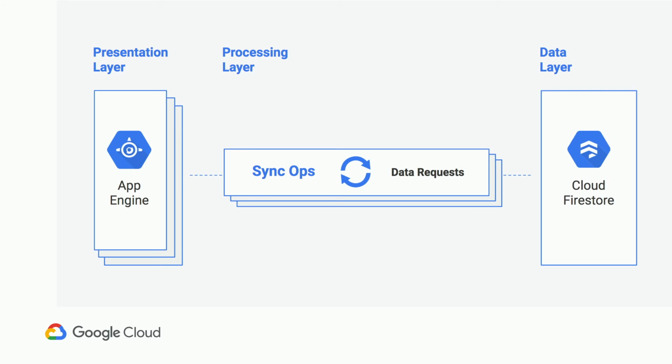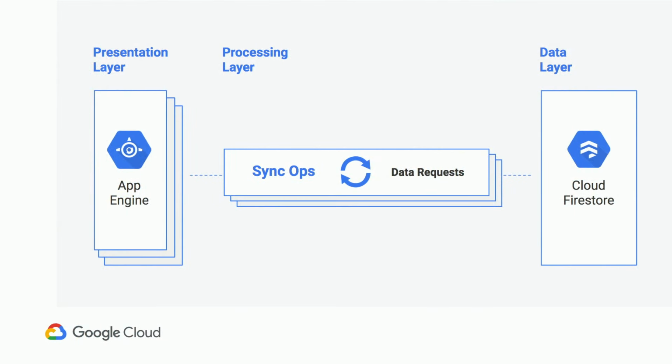Now let's take a look at the App Engine flow. Firstly, we have the presentation layer. So this is our front-end service that's deployed on App Engine. Behind that, we have a processing layer where there are lots of synchronous operations happening. So this happens when the user clicks around our demo site. For example, when the user loads the main page, when the user looks at product information, when the user checks out, when the user makes an order. All these result in synchronous operations that make requests to our backend data store in Cloud Firestore.